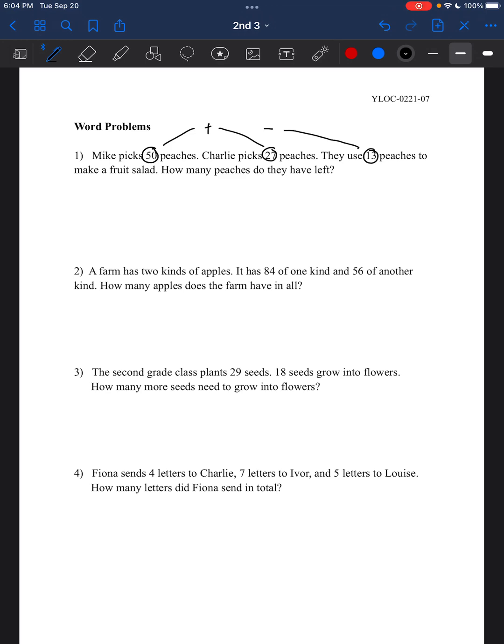So 50 plus 27, here, let me write it like this, is equal to, so 0 is nothing, so 7, drop the 7, and then 5 plus 2 equals 7, equals 77. So this is how many total peaches they have. And then they use 13, so it's 77 minus 13. 7 minus 3 equals 4, drop the 4 down, and 7 minus 1 equals 6, drop the 6 down. How many peaches do they have left? They have 64 peaches.